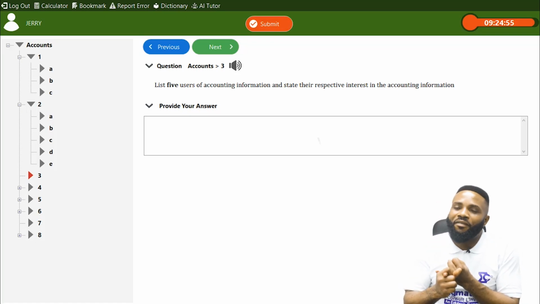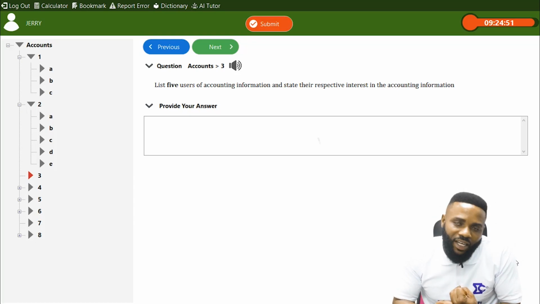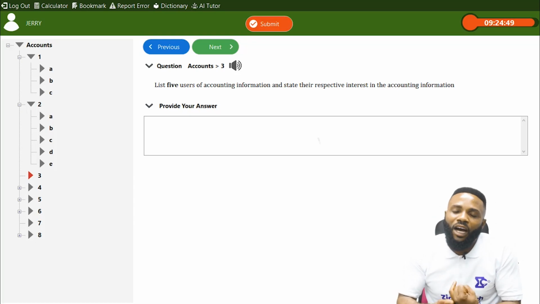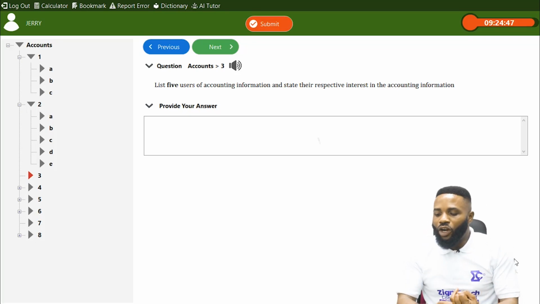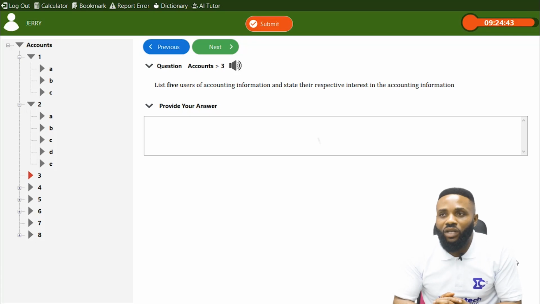So I have said number 1 is management. They want to check if they will be able to achieve their target. Number 2 is bankers and financial institutions. They want to find out your credit worthiness. Number 3 is the owners, or what we call the shareholders, the people that own the business.